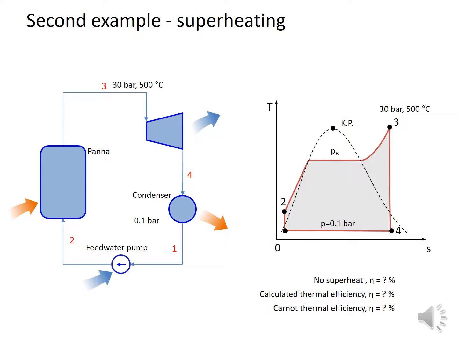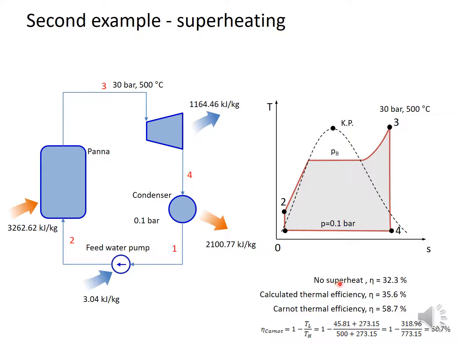So let's try and do a small calculation of this. You have now 300 bar, but instead of saturated vapor, we have pushed it up to 500 degrees centigrade. We still have 0.1 bar and the same boiler and everything else. See here, we have just increased to number 3 here at 300 bar, 500 degrees centigrade. So what will happen now?